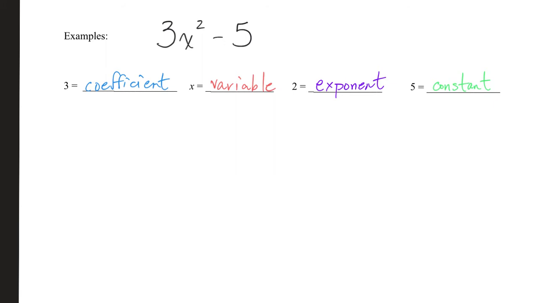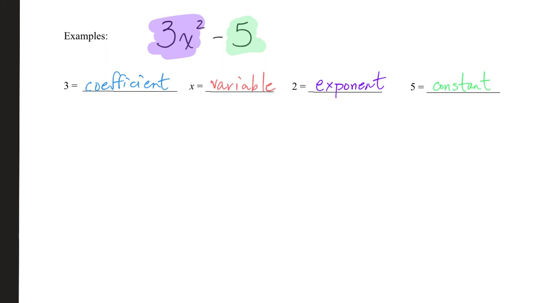Notice that my first term, my 3x squared, the value of that term could change depending on what value we allow x to be. But the value of 5 is never changing. It is constant.